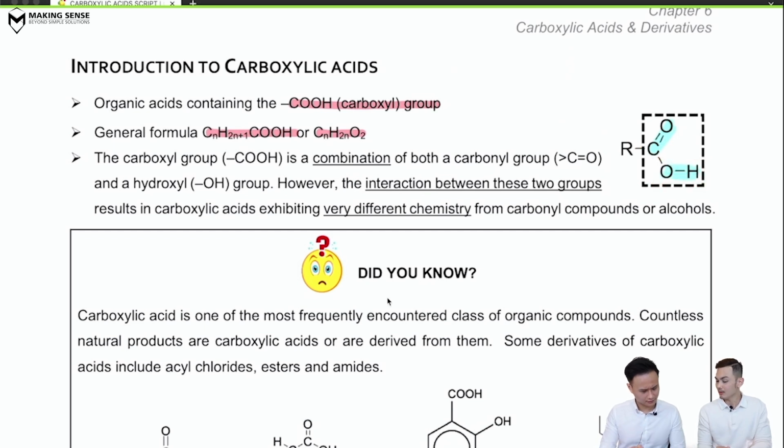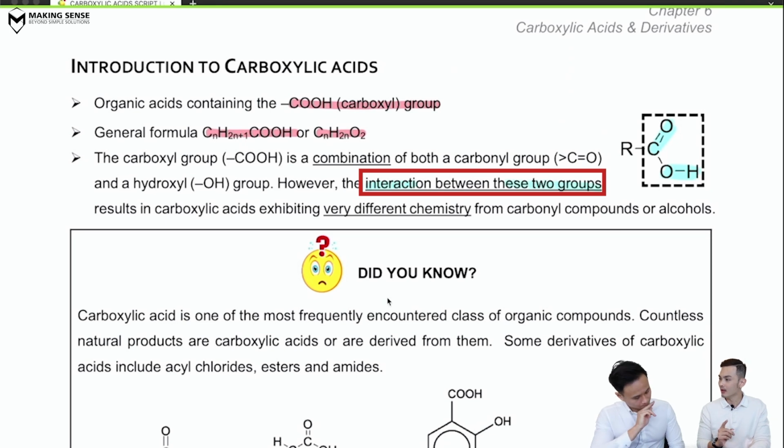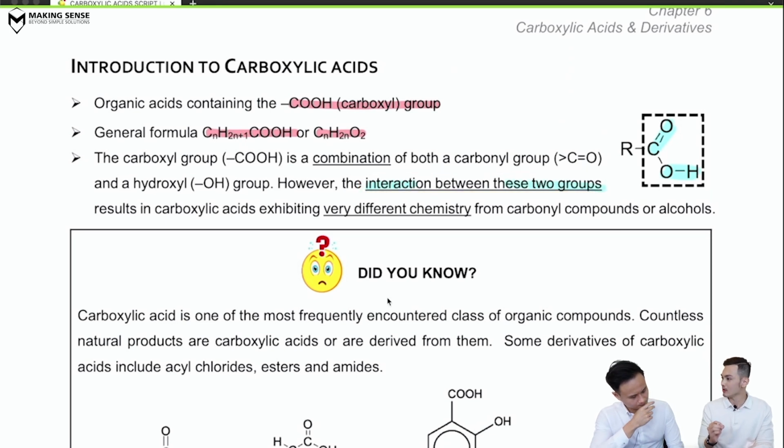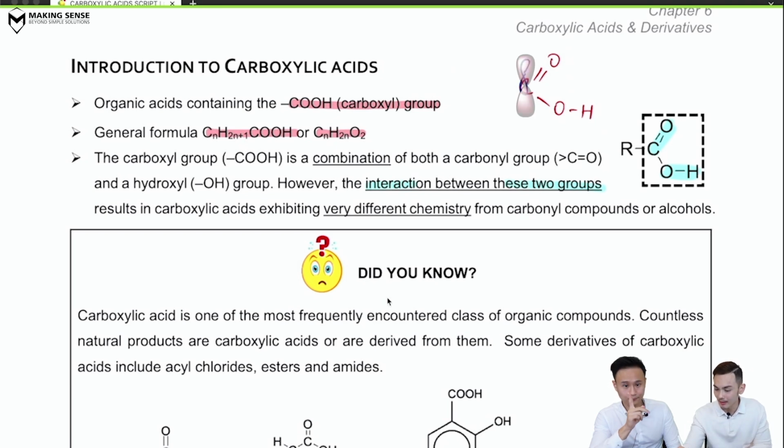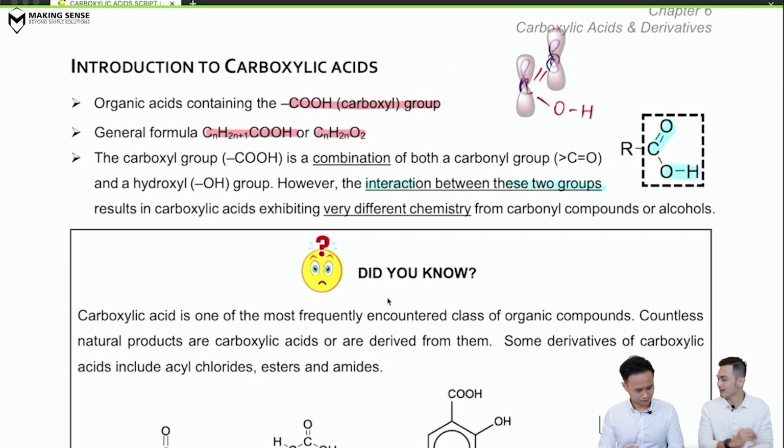Right, so even though it looks like there are two different functional groups, what happens is there's an interaction between these two groups. Let's discuss why there is interaction between the two groups. To understand this, you have to return to the concept of orbital overlap. Let's draw this together. So we have our C double bond O together with OH. As you can imagine, in C double bond O, there will be a pi bond that runs across the C double bond O. And Mr. Tim, if you look at the oxygen, do you think there will be an orbital that's adjacent on it?